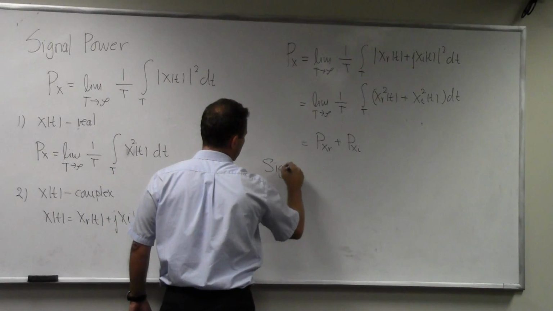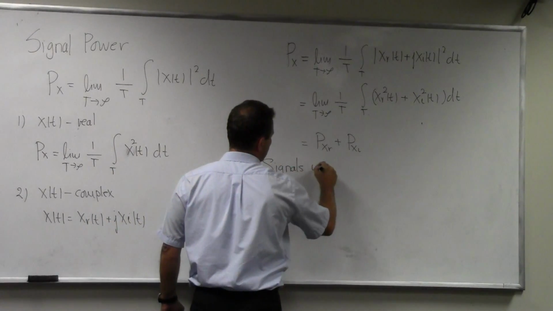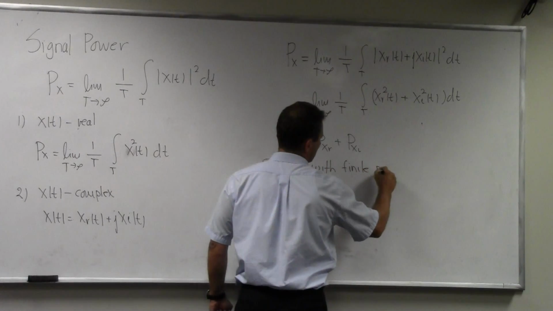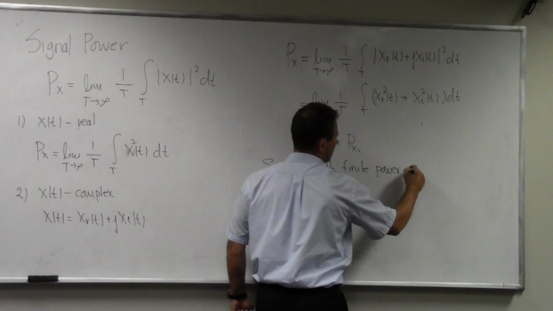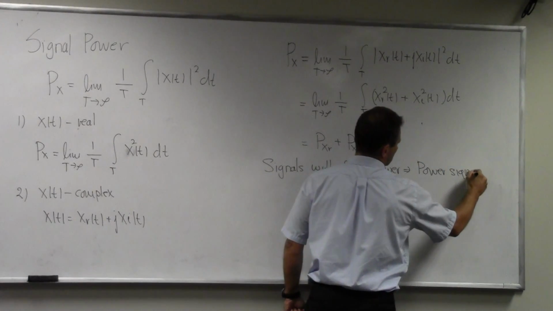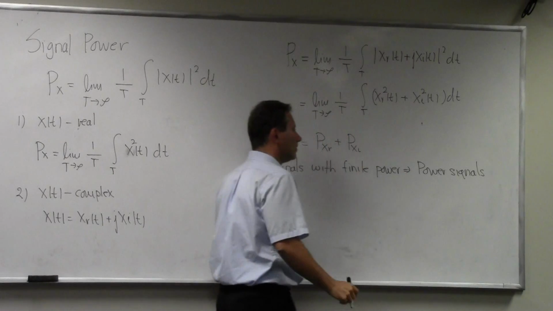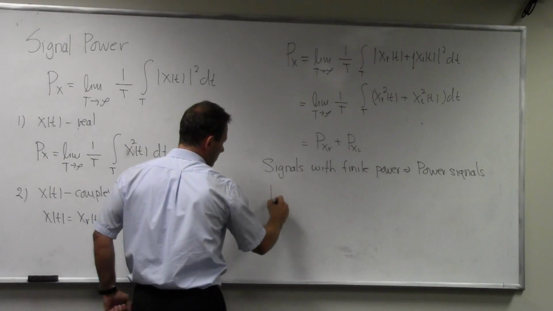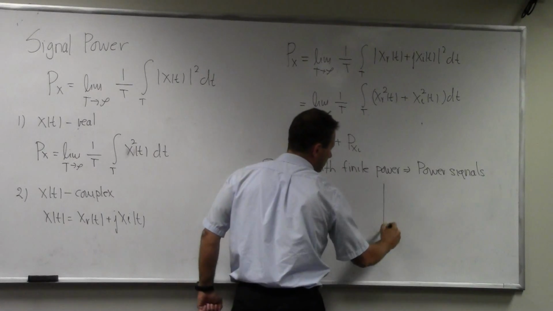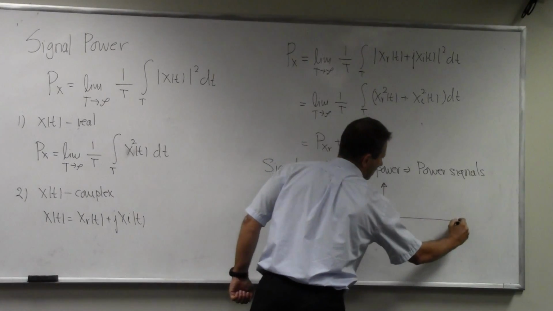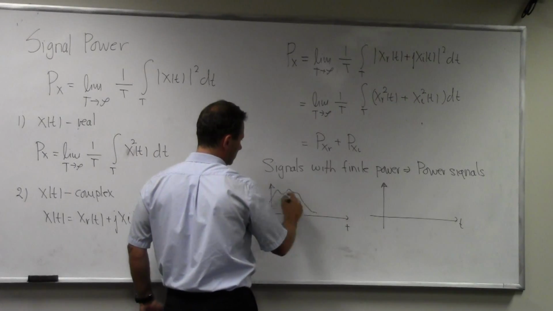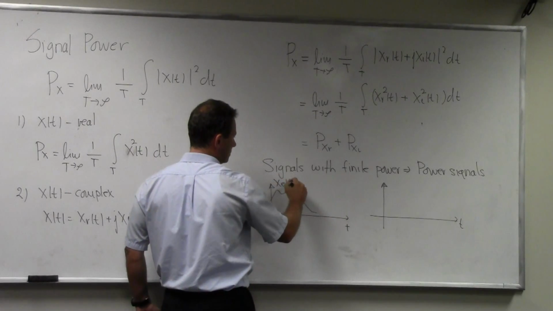Signals with finite power are referred to as power signals. Okay, so how does a typical power signal look? Let's look at two typical signals here. This is how an energy signal might look, right?